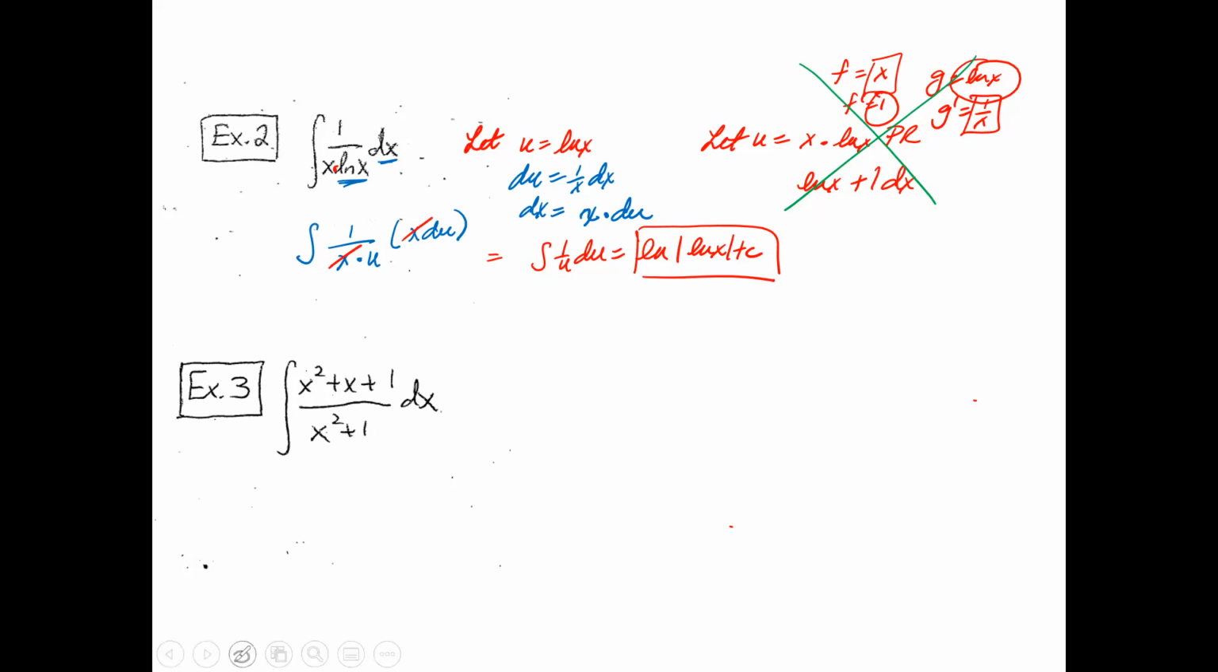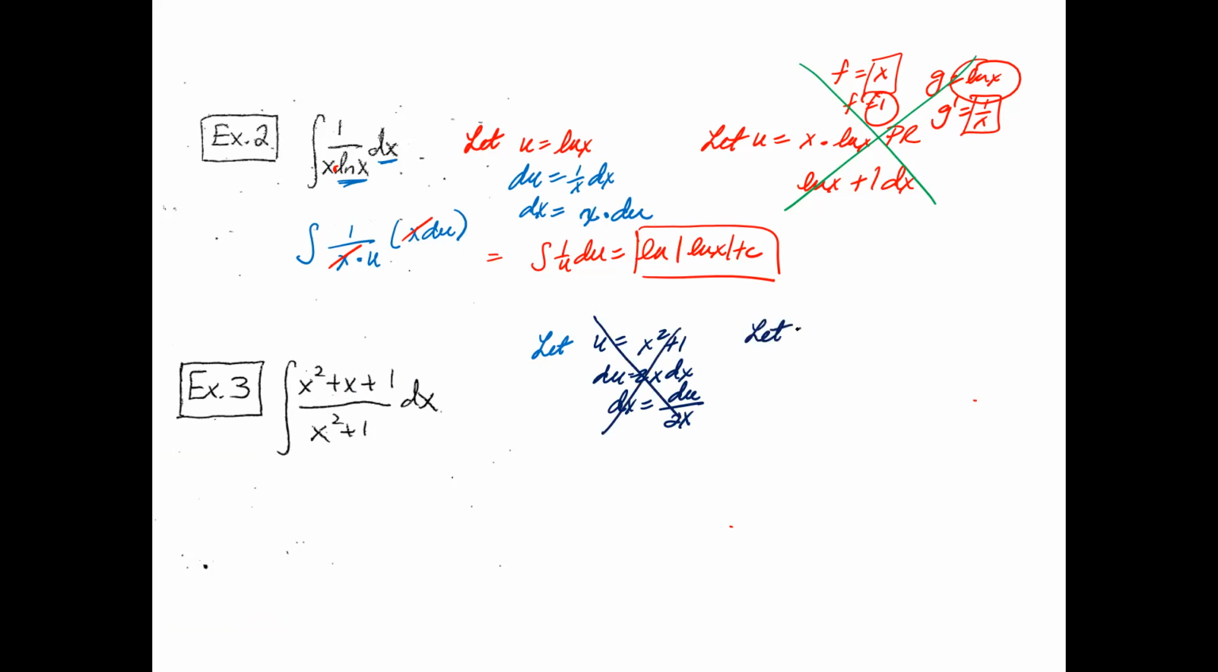All right, let's take a look at example 3. So for example 3, you can say, okay, let's just go ahead and do u substitution. If you do u equals the denominator x squared plus 1, du is 2x dx, and dx equals du over 2x. So you're like, how am I going to cancel the x squared plus x plus 1 with the 2x on the bottom? That's not going to work. So let's cross that out.